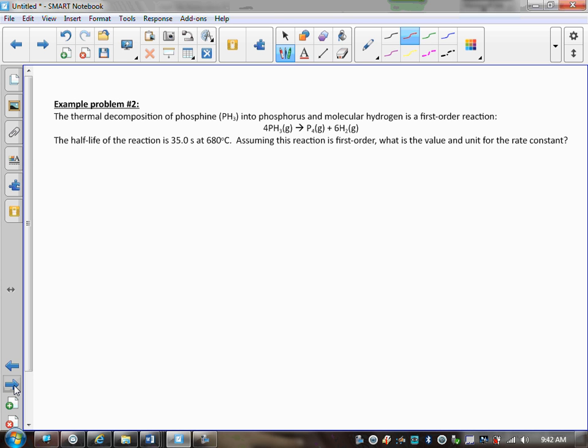So this one says we have the thermal decomposition of this compound into its elements, and they tell you right here it's first order. You need to read problems, because they're going to give you information often in the context of the question. We don't care about this. It makes no difference to us whatsoever. They tell us the half-life is 35 seconds. So they're telling us what T1/2 is. And they want us to figure out the value and the unit for the rate constant.